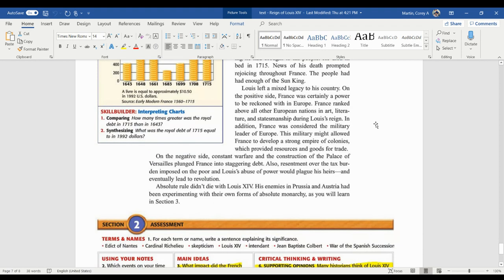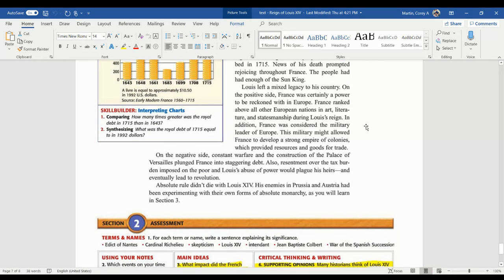On the positive side, France was certainly a power to be reckoned with in Europe. France ranked above all other European nations in art, literature, and statesmanship during Louis's reign. In addition, France was considered the military leader of Europe. The military might allowed France to develop a strong empire of colonies, which provided resources and goods for trade.